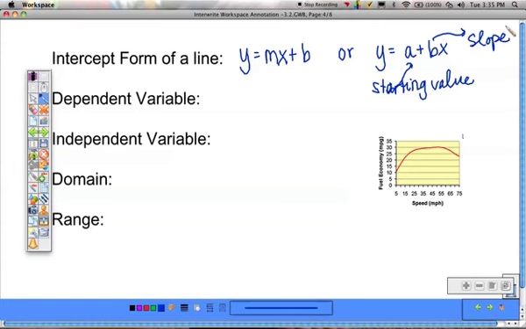So you might see it either way, y equals mx plus b, or y equals a plus bx. It means the same thing. Notice in both cases, slope is the letter next to the x. So that's how you can define your slope. And the number by itself, or here in this case letters by itself, would be the y-intercept. And the y-intercept again is the starting value when time equals 0.